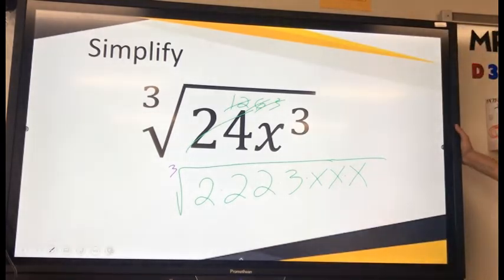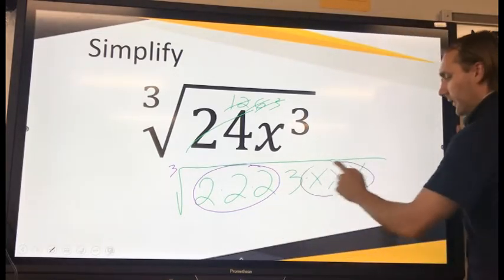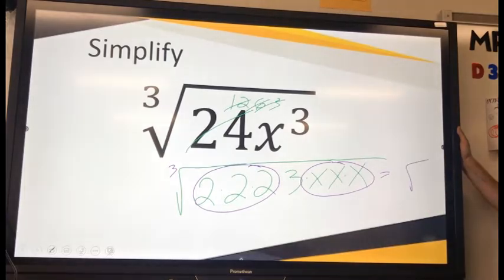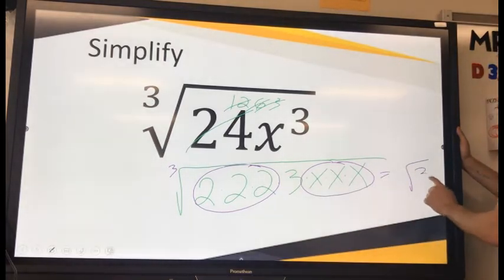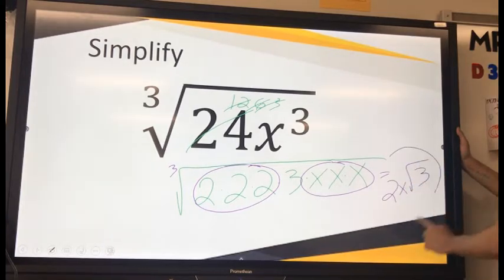3 of a kind. What numbers give me 3 of a kind? The 2's and the x's. So as I write my radical, what goes inside? The 3, the 3 not used, and what goes outside? 2x. Very good, 2x. That's what you circled.